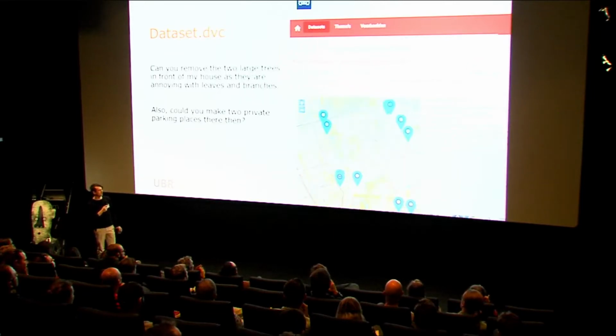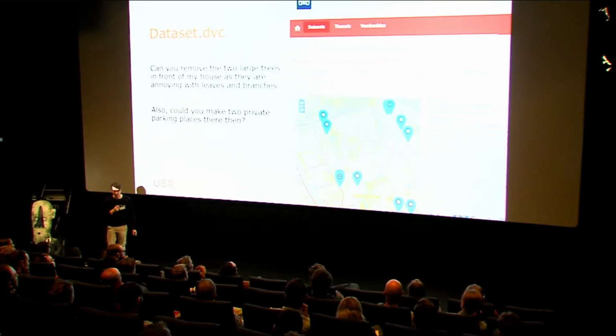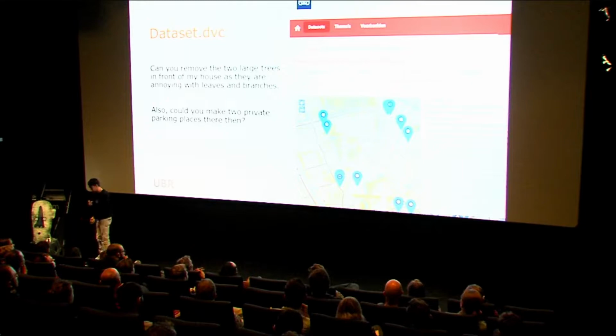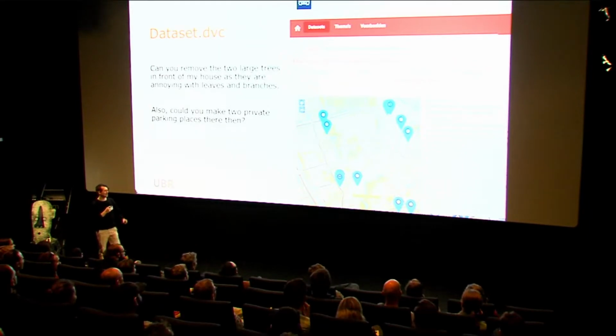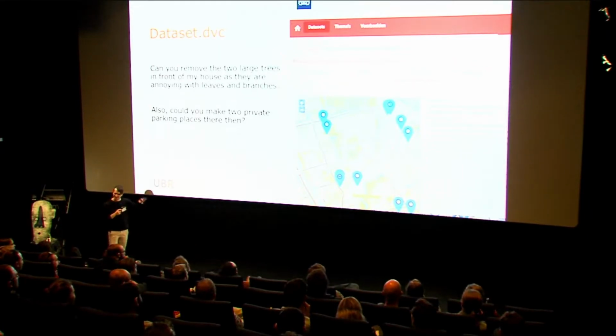We also have another one which is maybe even more specific. He really hates the trees in front of his building because of all the leaves and the branches. And while you're at it, if you're removing it, could you also add 2 private parking spaces for me? So it's just nice to have a look and scroll through everything that is basically in there.